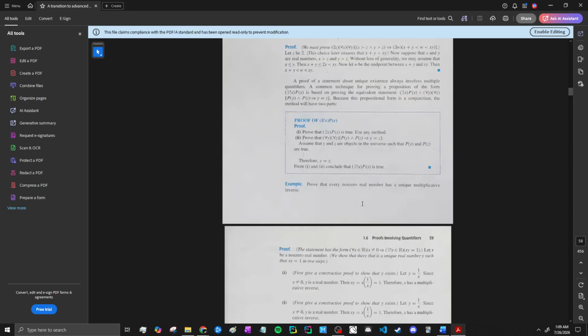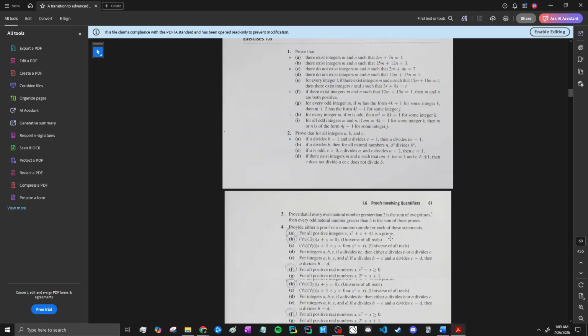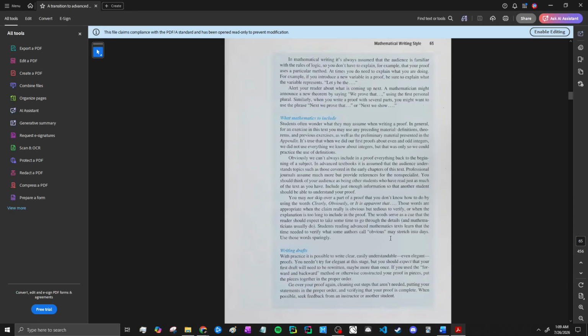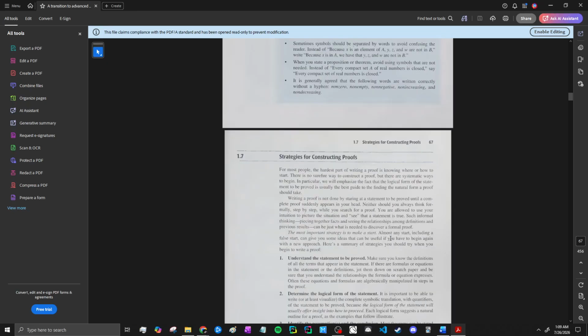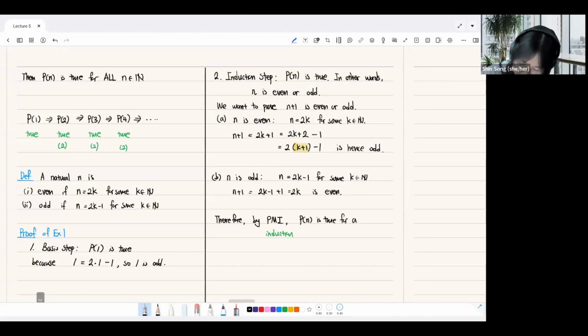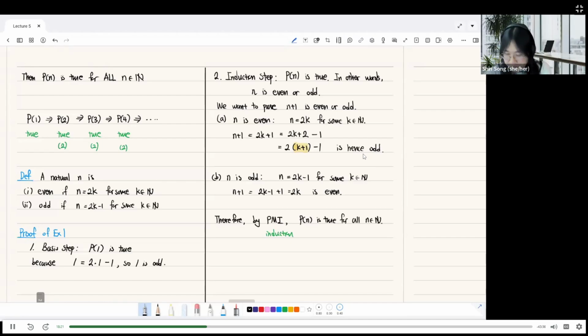So this should be the basis step. This is just the induction step, I guess. Therefore, by mathematical induction, feel free to just write down by induction, P(n) is true for all n.